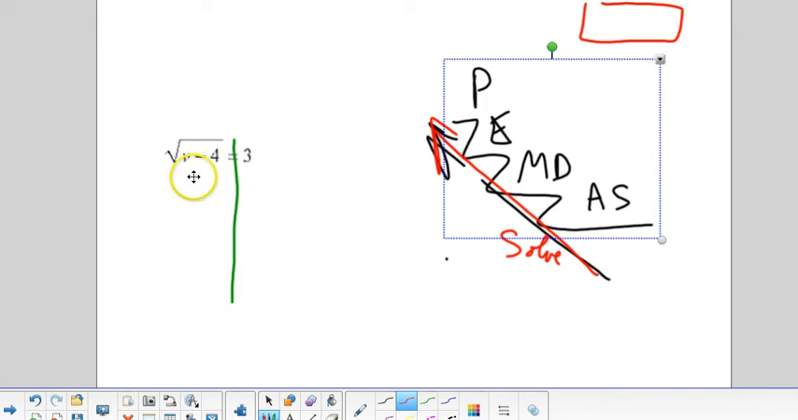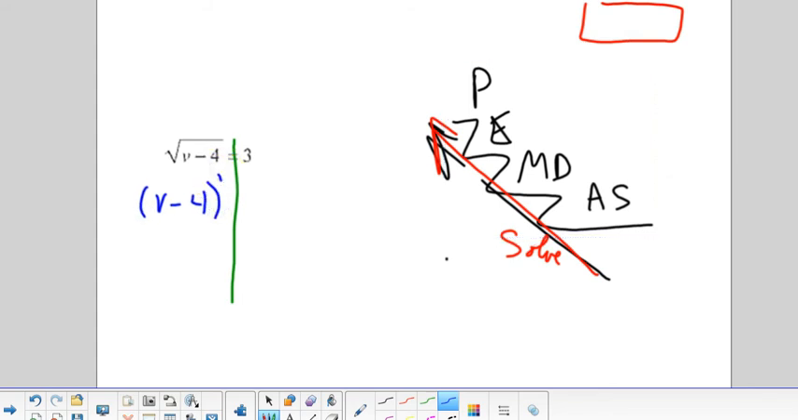Now this one is already kind of set for us, right? It is square root of v minus 4 equals 3. So this is the same thing as I could say v minus 4 to the half power equals 3. And the inverse of half power would be squared. So what I'm going to do is I'm going to square both sides.